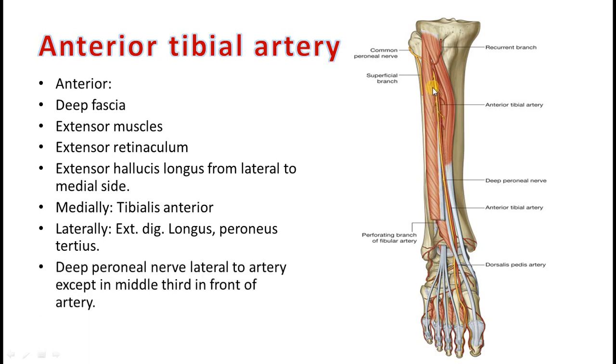The nerve accompanying the artery laterally is the deep peroneal nerve. In the middle of the leg the nerve comes to lie anteriorly, but again it maintains a lateral relation. It does not cross the artery. So that is the anterior tibial artery.